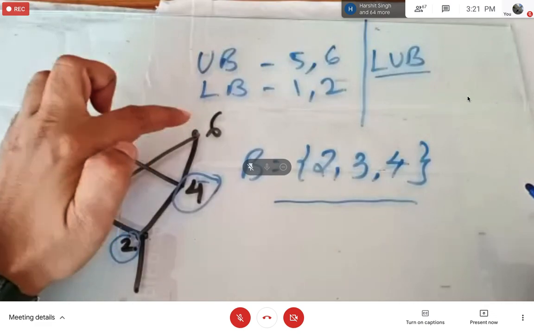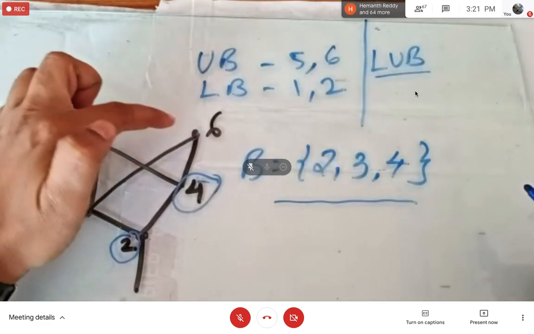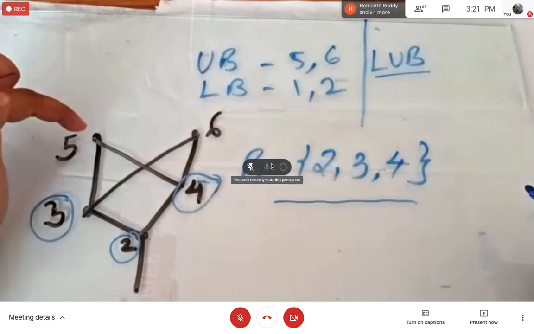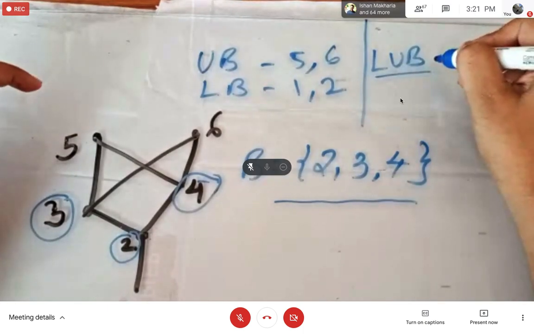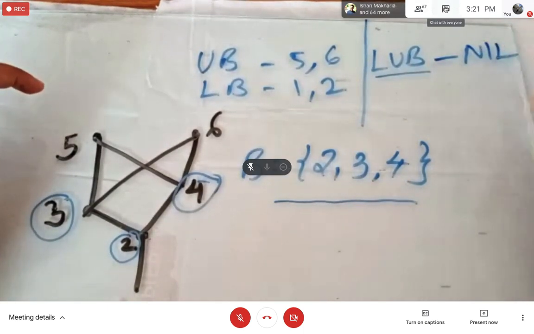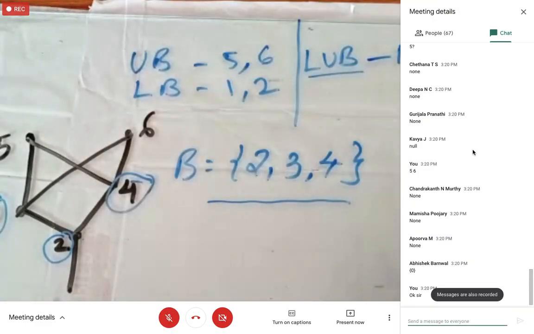What about 6? 6 also same thing, right? It is related to itself, but it is not related to the other upper bound element, that is 5. So the least upper bound is nil. You don't have a least upper bound in case of this diagram.